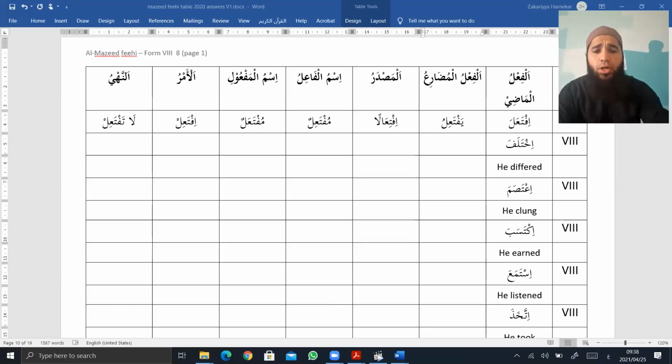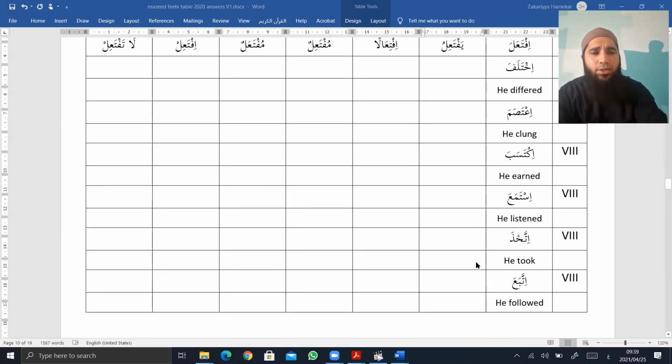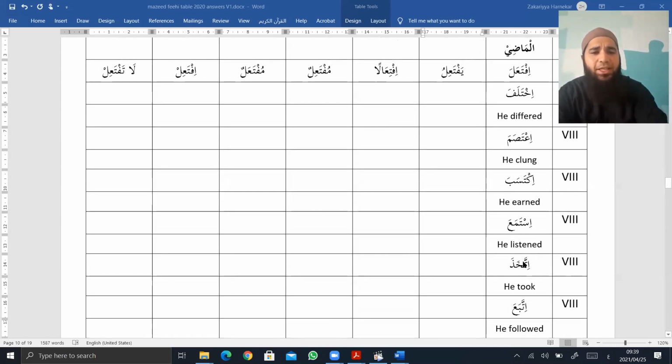Okay, so now let's go on to our Arabic in the Quran section. What I needed to do for this section of the homework for next week, inshallah, is fill out the al-mazid fi for table 8. So you're going to do ikhtalafa, i'tasama, iktasaba, istama'a, ittakhada, ittaba'a. See what's happening at the end. Tell me, what do you think the root letters of this word are?